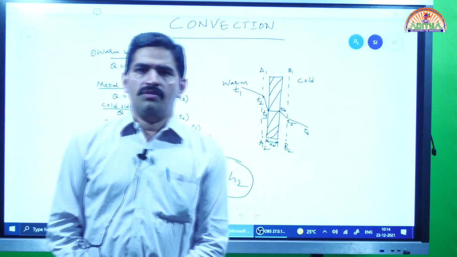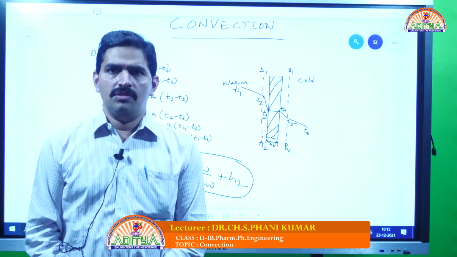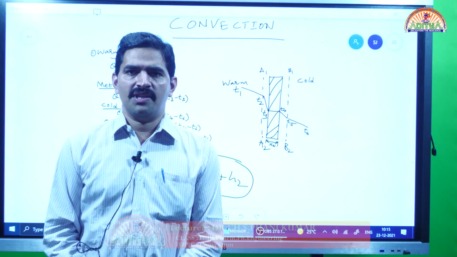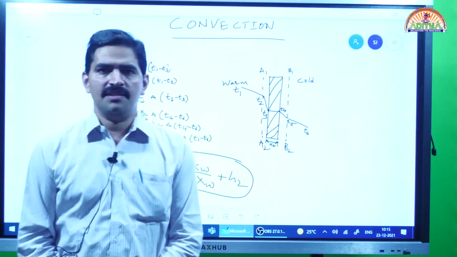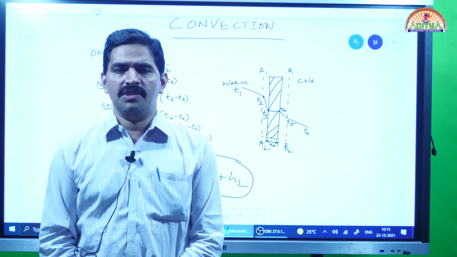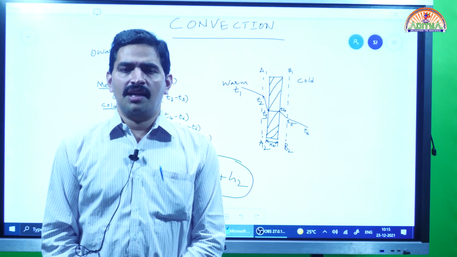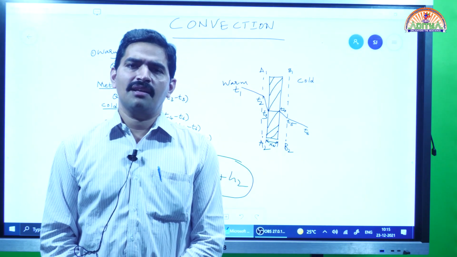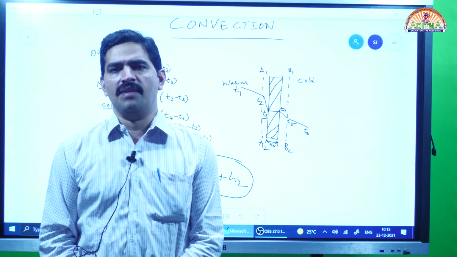Good morning. Today we are going to discuss convection. First, let us discuss the definition of convection once again. Convection means heat transfer by means of mixing of molecules. We have already discussed in the introduction that convection is of two types. The first one is natural convection and the second one is forced convection.